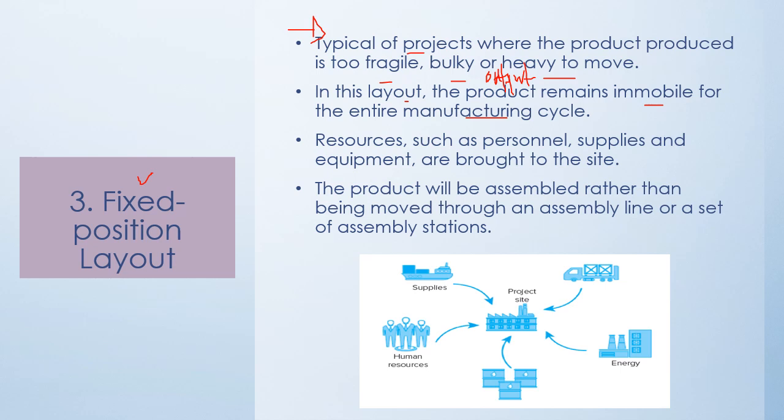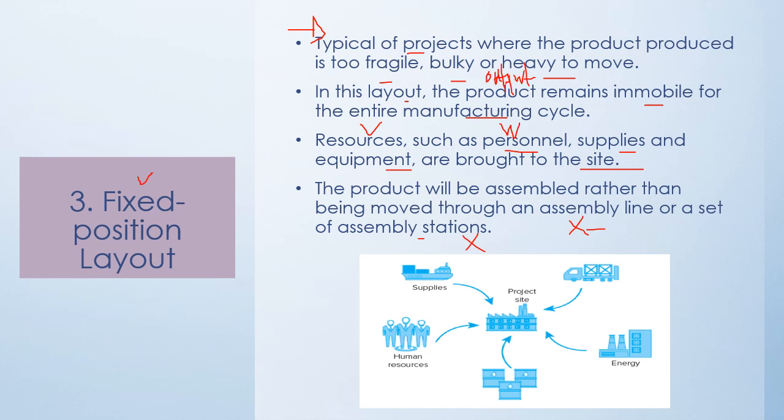So the output is located at that place from the very beginning until the end of the production stage. Resources such as personnel, here meaning workers, supplies and equipment are brought to the site. So all the inputs will come to the place where the project is being manufactured and completed. So the product will be assembled rather than being moved through an assembly line or a set of assembly stations. What this point is saying is that there is no assembly line, there are no assembly stations or workstations.